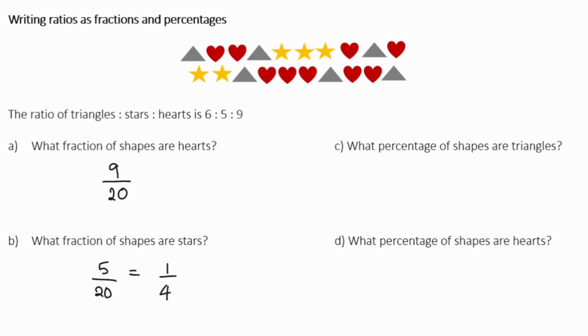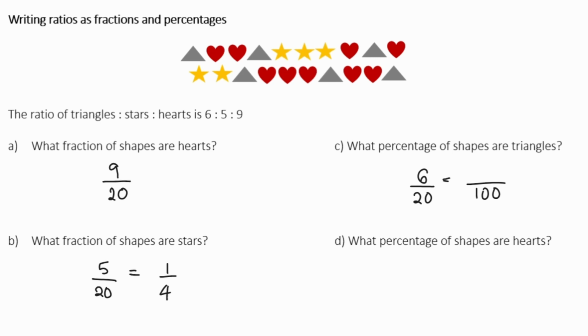Part C, what percentage of shapes are triangles? So in this picture, we have got 6 triangles and a total of 20. So we're going to write it as 6 over 20 first. And we know that to make a fraction into a percentage, we need to make the denominator 100.